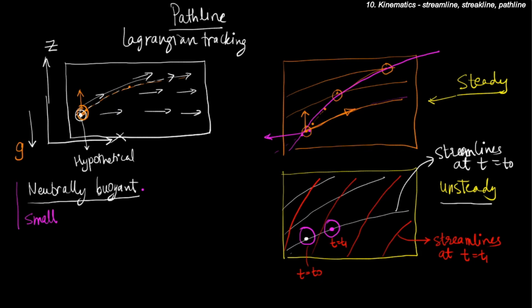So after moving to a point over here at t equal to t1, it will see that the velocity at this point will be something like this. So then the particle will take a trajectory over here. So the trajectory will look something like this. So the path line and the streamline are significantly different when the flow is unsteady. The path line and the streamline are identical when the flow is steady.